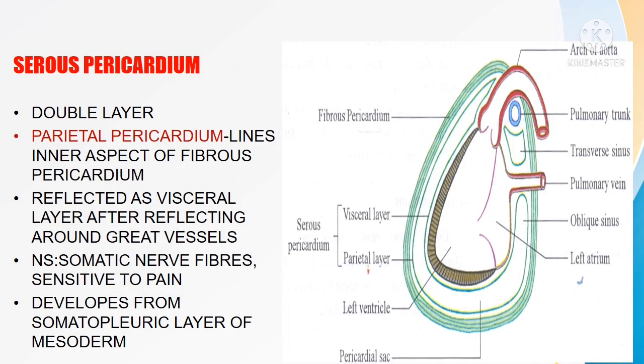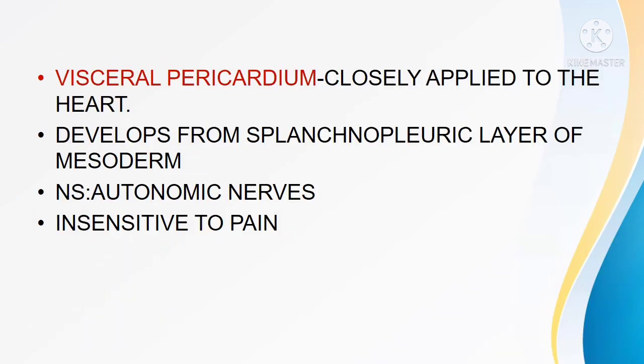The serous pericardium is a double layer: the outer parietal layer and the inner visceral layer. The parietal pericardium lines the inner aspect of the fibrous pericardium and is reflected as the visceral layer after reflecting around the great vessels. Its nerve supply is somatic nerve fibers, so it is sensitive to pain. It develops from the somatopleuric layer of the lateral plate mesoderm. The visceral pericardium is closely applied to the heart. It develops from the splanchnopleuric layer of the lateral plate mesoderm. The nerve supply is autonomic nerves. It is insensitive to pain.